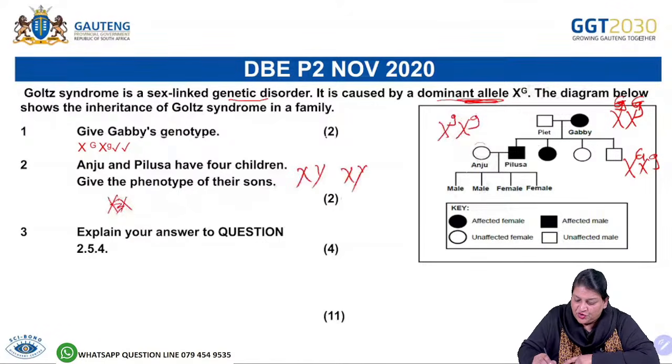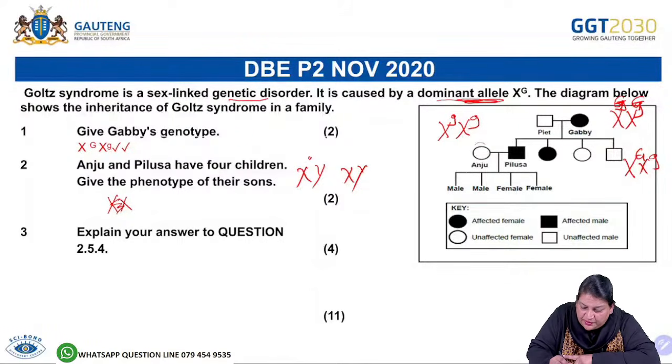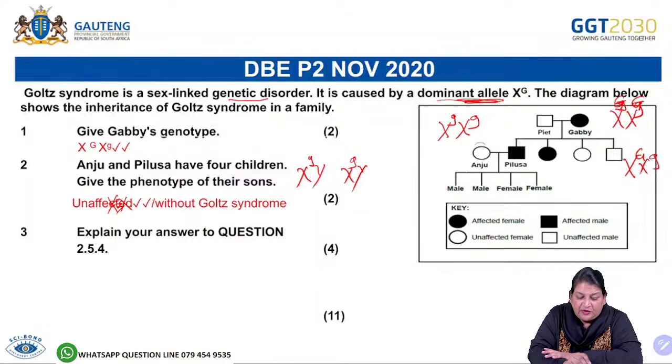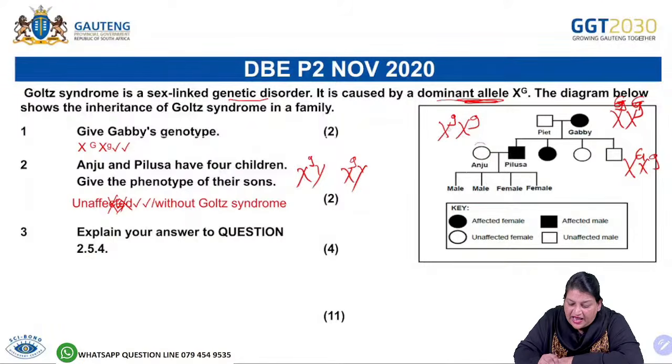So what will the phenotype of the sons be? Because the mother is unaffected, the father Pilusa is only going to donate his Y chromosome to the sons, isn't it? That means they're going to get the X chromosomes from the mother. And the mother is going to be X to the power small g. So both the sons will be unaffected. Can you see that? They will be unaffected because they're getting the unaffected alleles from the mother. The mother has two small x.